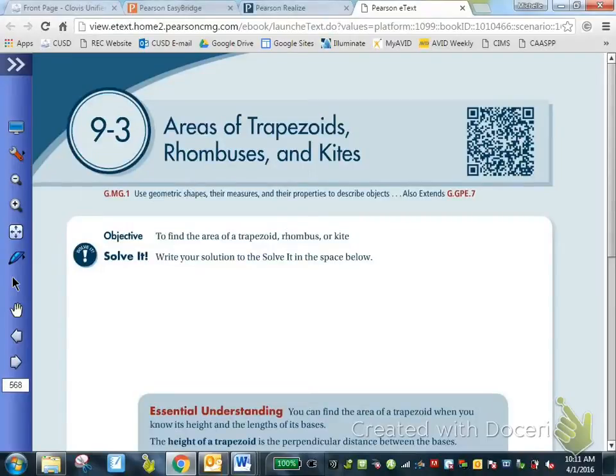So today we're looking at 9-3, some more area. These are the last shapes that we are going to be looking at for the unit, and then in section 9-4, we're going to be looking at all of the shapes together. So today we're doing area of trapezoids, rhombuses, and kites. So we're going to have to look at what those mean.